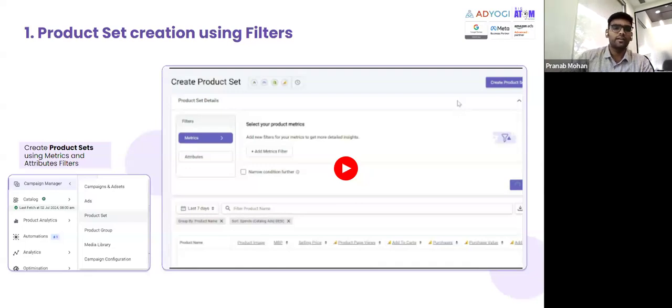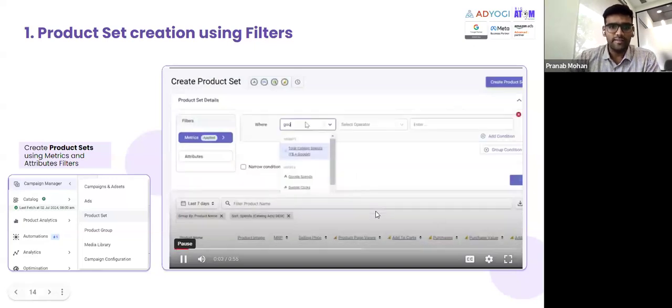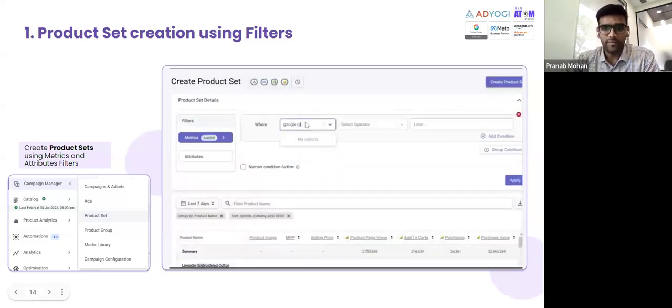At the same time, also create an opportunity product segment pipeline where you're able to fuel your next best sellers or your next product segments. Now, how do we do it? I'll just play this video and this helps us to better understand. Now, if I can see, we are creating intelligent product segments based upon the Google spends or the Google ROAS.